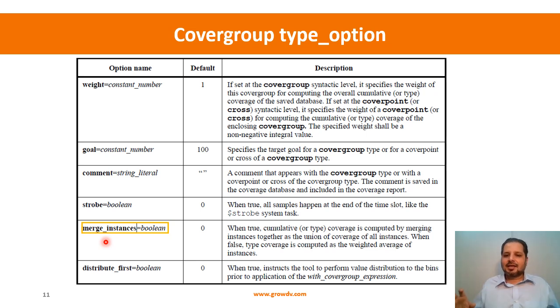But if you want to see that every instance should achieve 100% functional coverage separately, then you set merge instances equal to 0, and it will go ahead and do the weighted average. This distribute first option is not really relevant for simulation based verification. It's more geared towards formal verification.